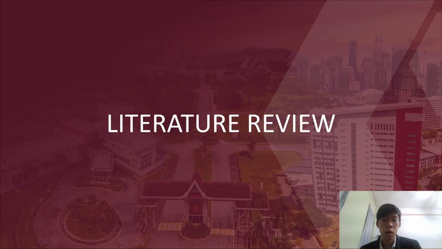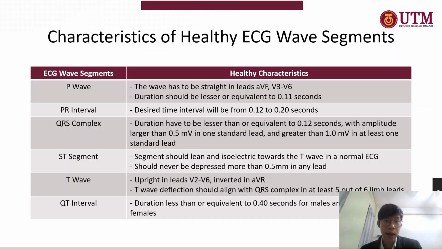Next, I will present the literature review for this final year project 1. In this table, I would like to present the characteristics of a healthy ECG wave segment. The first ECG wave segment is the P wave, where the wave has to be upright in leads aVF, V3 to V6, and the duration should be less than or equal to 0.11 seconds.